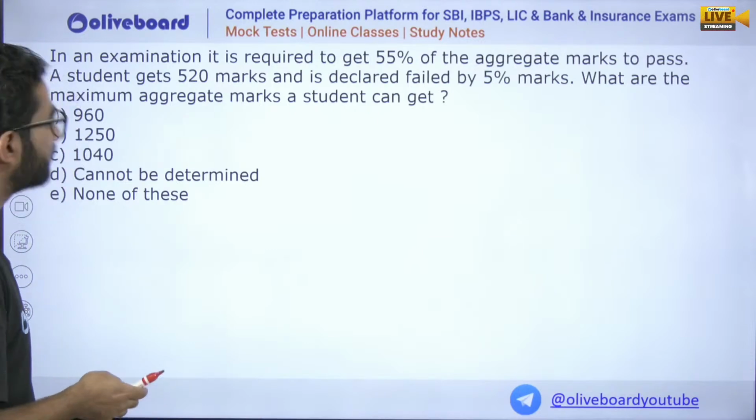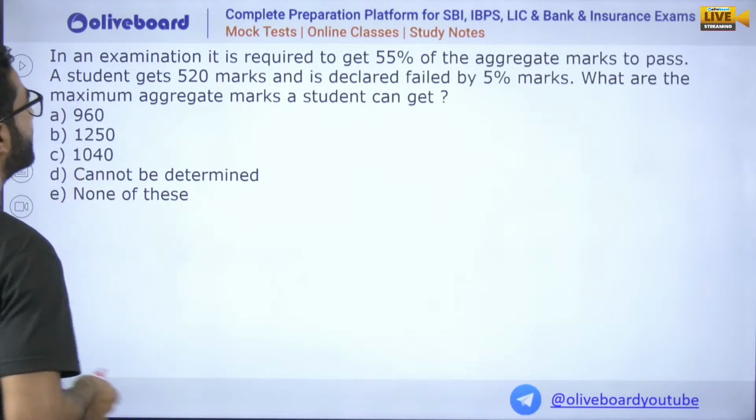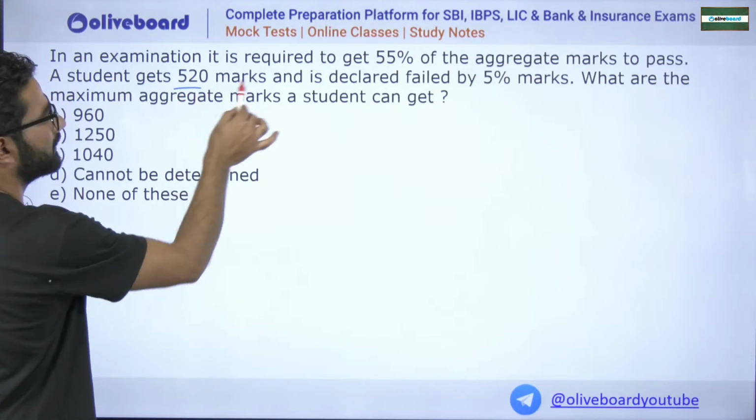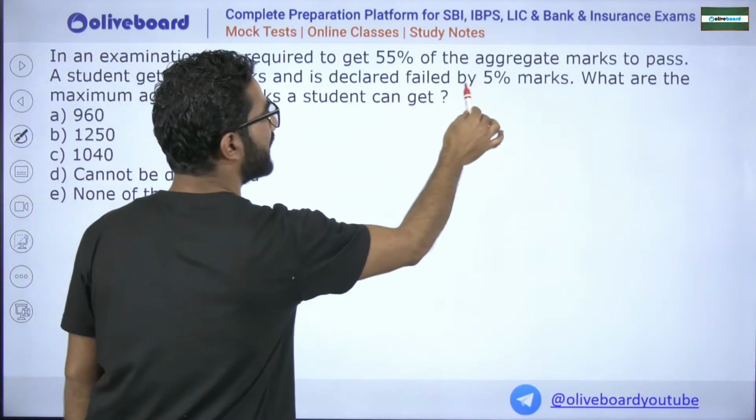We have a question in an examination. It is required to get 55% of the aggregate marks to pass. To pass, a student gets 520 marks and is declared fail by 5 percentile.